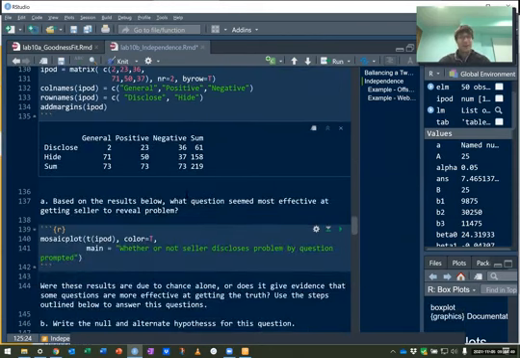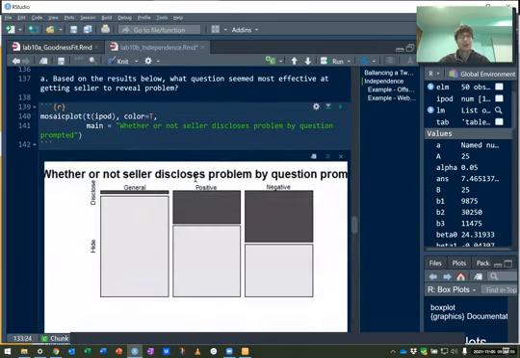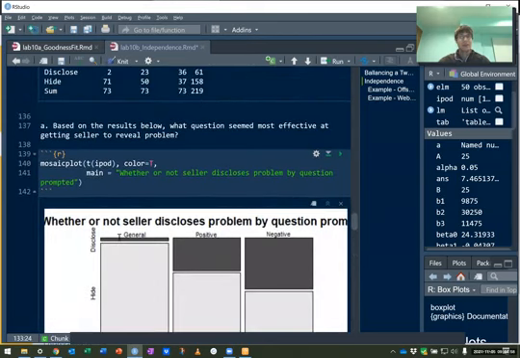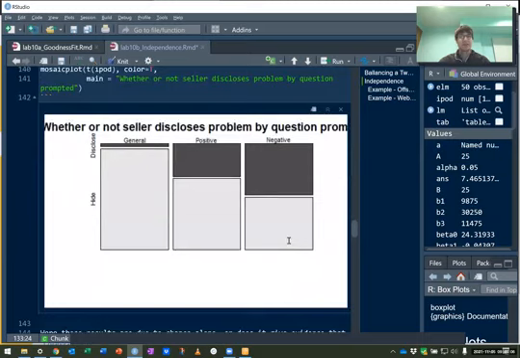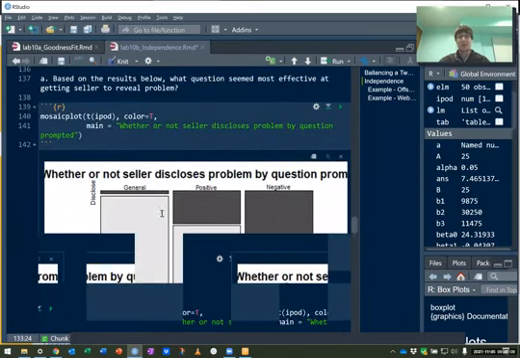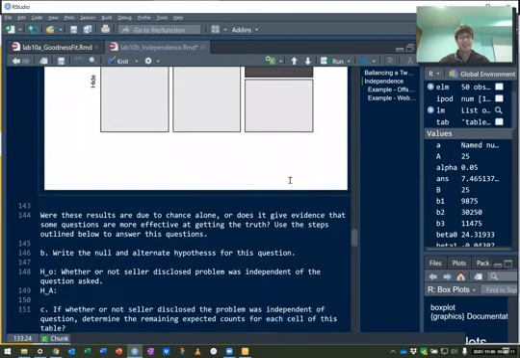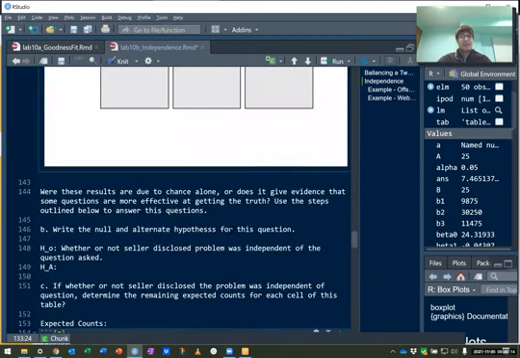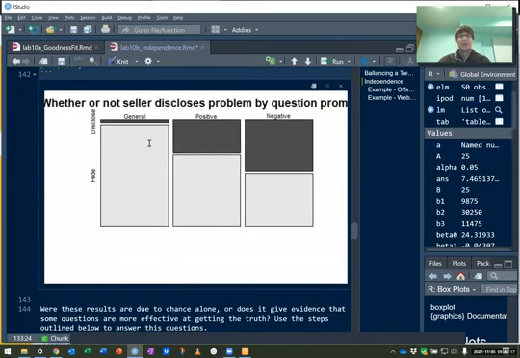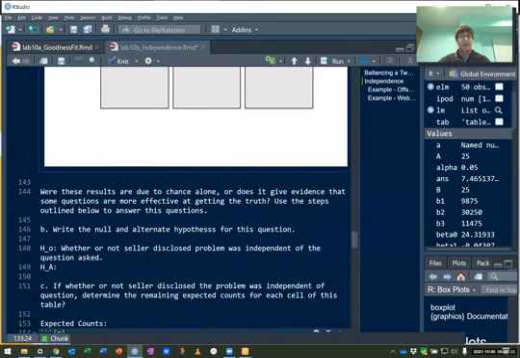Here's some things we can do with this information. Here's our mosaic plot. This makes it pretty clear: disclosing the problem is in dark, and it looks like it's more likely for the negative case. So it looks like there's a relationship between these variables. How do we test this? The test involves a null hypothesis of no, they don't matter. It doesn't matter which question you ask, they're independent. Whether or not the seller disclosed the problem is independent of what the buyer asked.